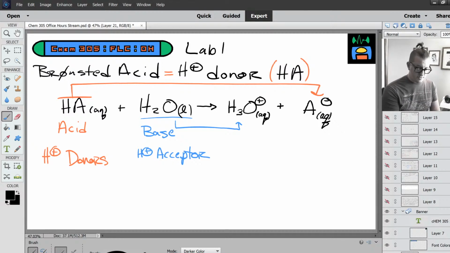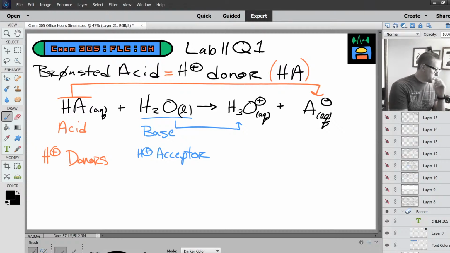So this was lab 11 question number 1. Buffer reaction. Would the buffer reaction from 2 slides ago be the acid-base neutralization that produces bicarbonates?